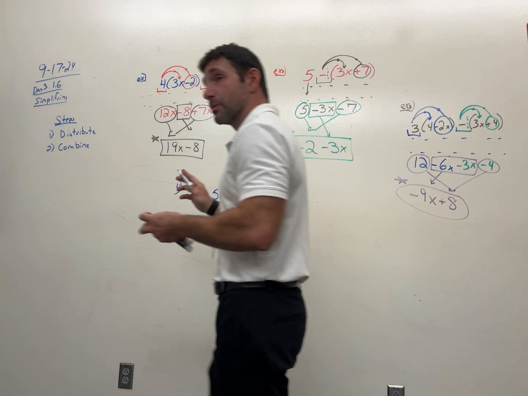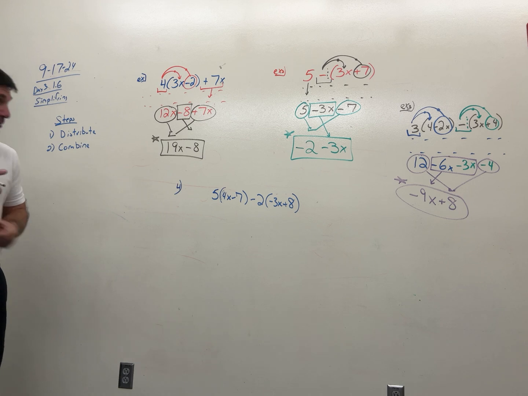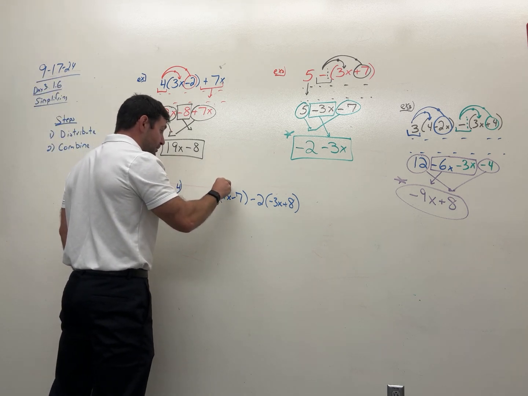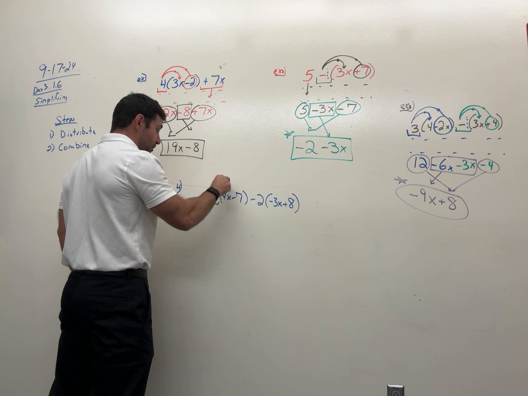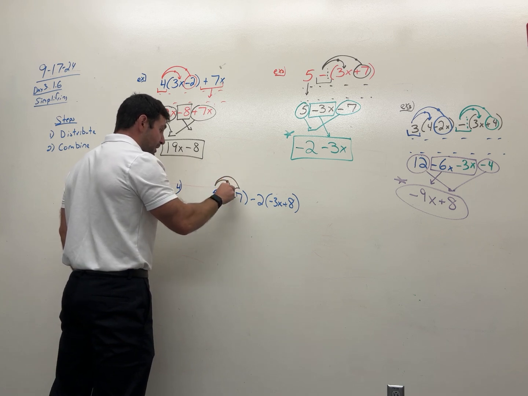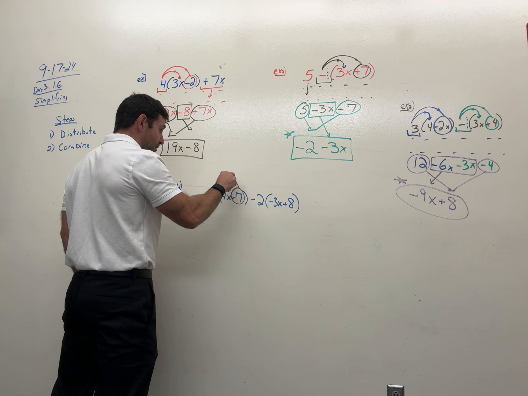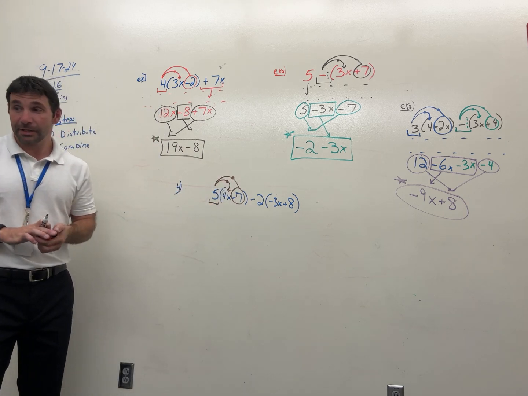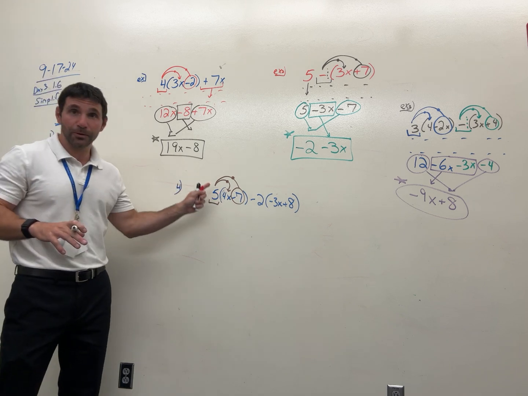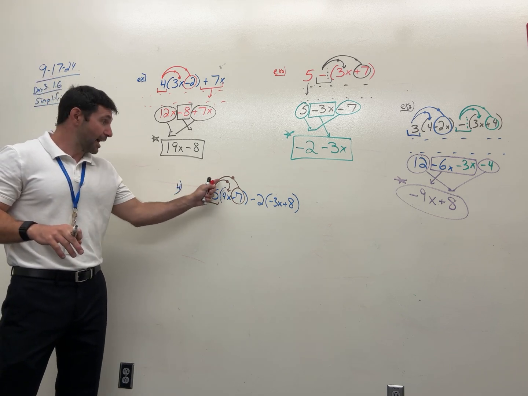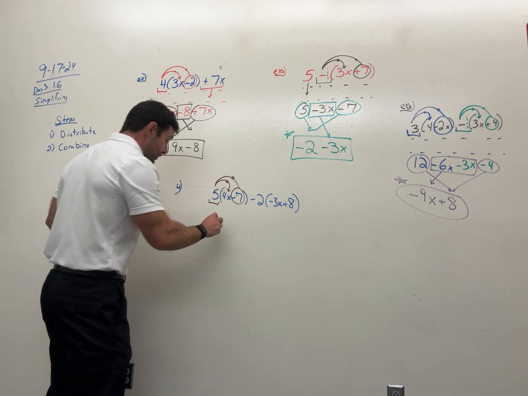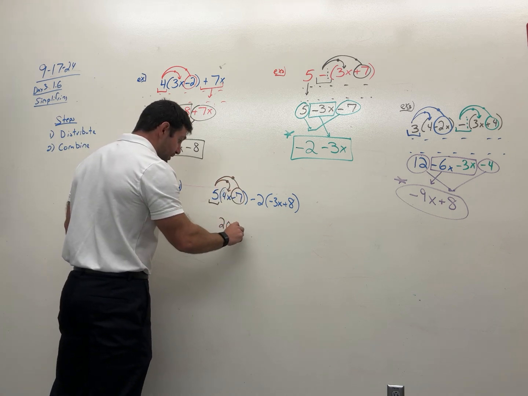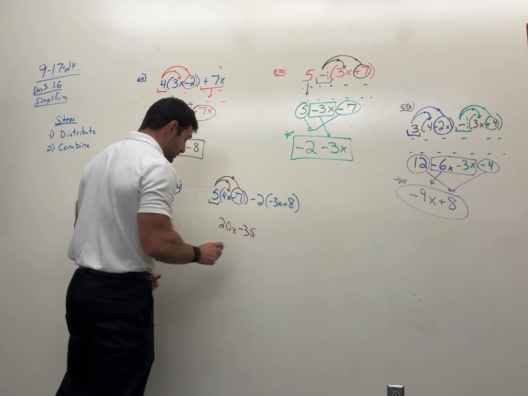Isaac, what do I do first? You distribute the 5 to the 4x and negative 7. Now again, guys, look. This is why I put those dots there. I'm not naming names, but we're not adding, we're not subtracting. 5 times 4x is 20x. 5 times negative 7 is negative 35.